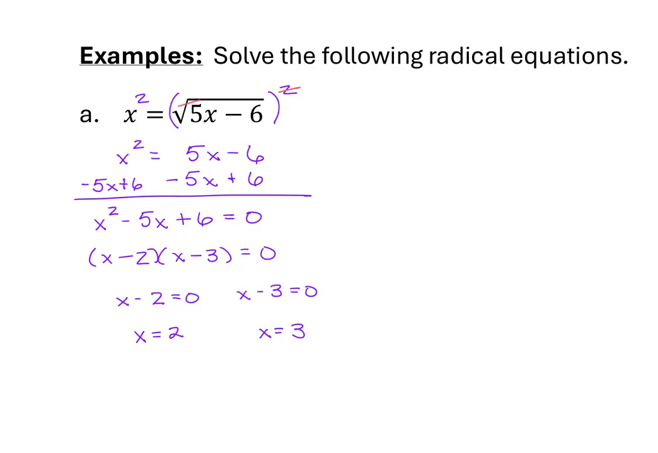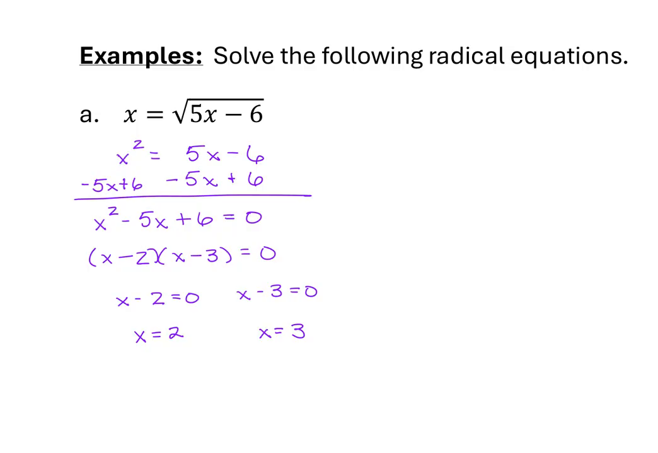All right, the last thing that we want to do is check these solutions. And again, this is a required step. And so we are going to go back to our original equation, and we want to plug in.